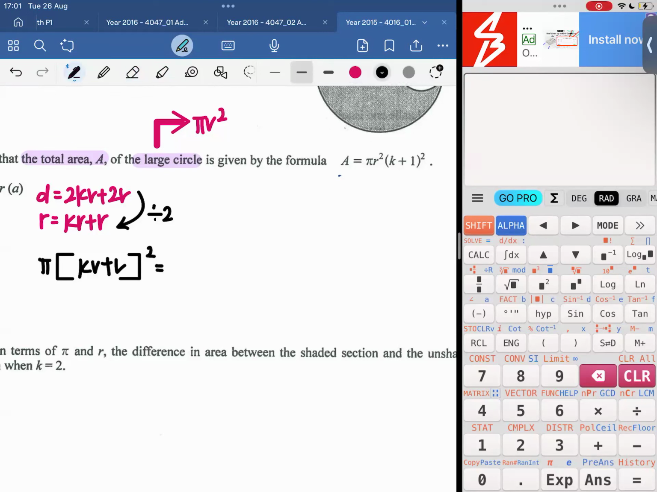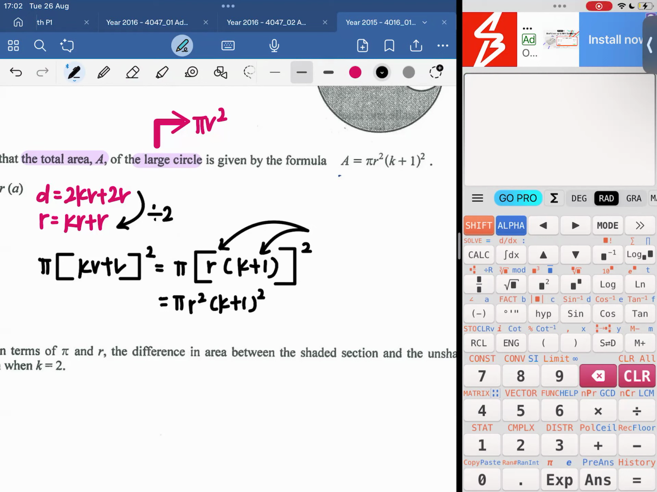So we have our pi. Inside, do you realize I can factorize out an r? If I factorize out an r, that is k plus 1, whole thing squared. Then I'm going to give the square to everybody, to this guy and to this guy. So that's pi r squared and k plus 1 squared. A lot of us think, oh, maybe I should expand and then see what I can do. But no, if you factorize, it's a lot easier to show.